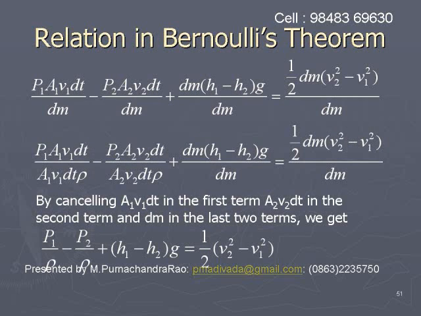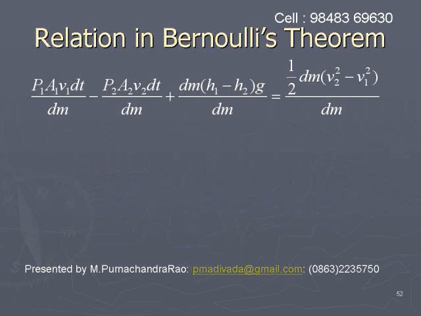P1 A1 V1 dt divided by dm minus P2 A2 V2 dt divided by dm plus dm into (H1 minus H2) into g, divided by dm, is equal to half into dm into (V2 square minus V1 square), divided by dm.